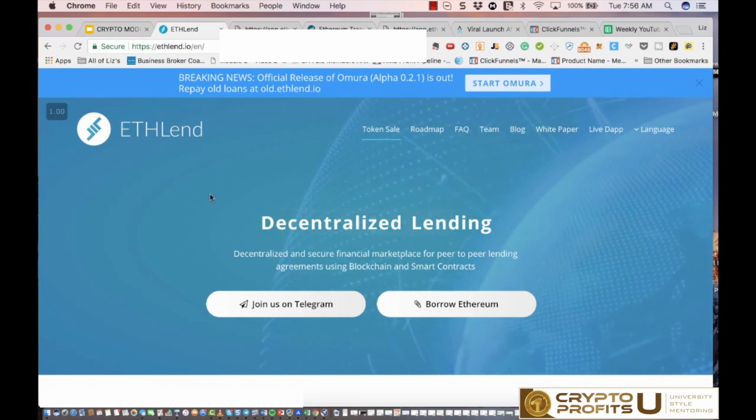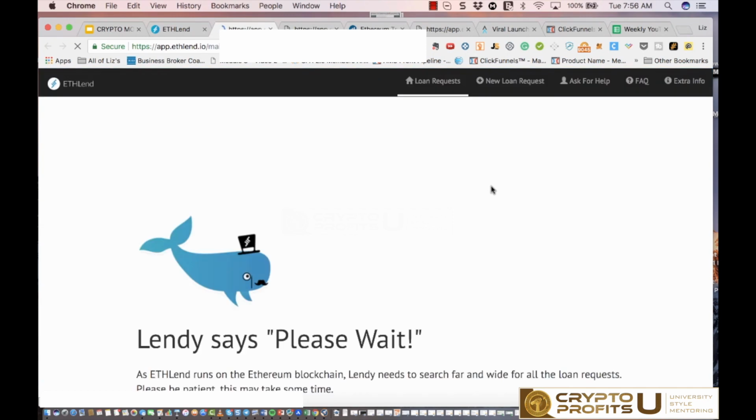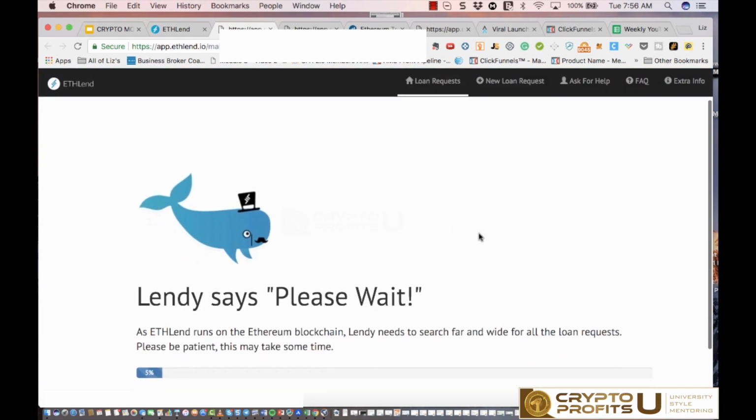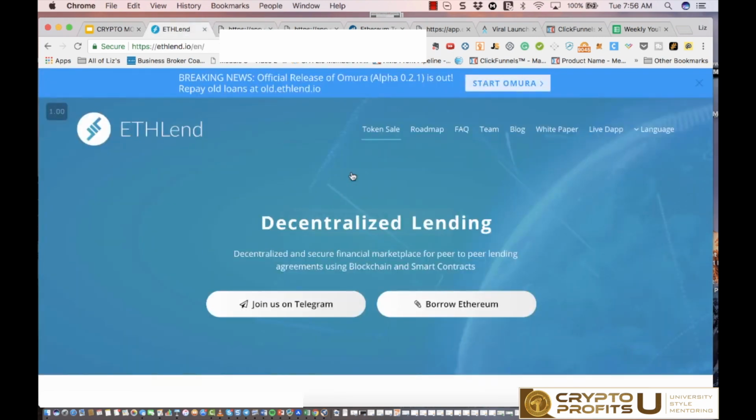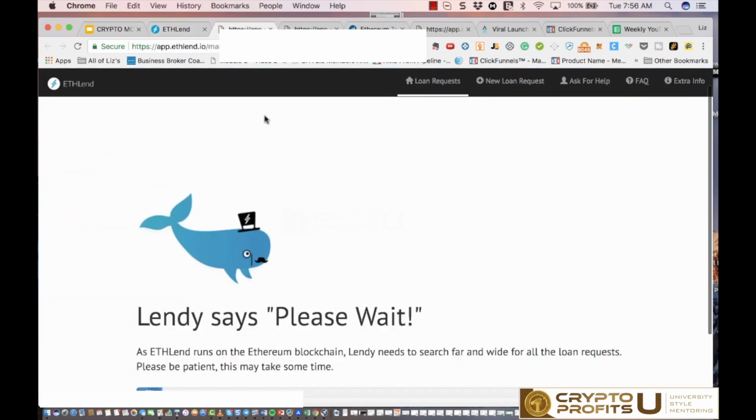So when we land at the ethlend.io page, we want to hit Start Omura. And as I said before, this is a brand new platform that is pretty awesome compared to how it used to be. In fact, you will notice on the front page, it says old loans are at old.ethlend.io. So that's really painful. If you take a look at those, you'll see exactly what I'm talking about.